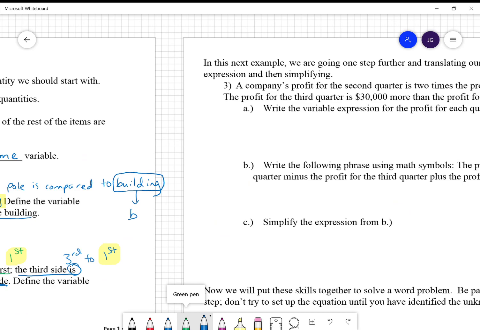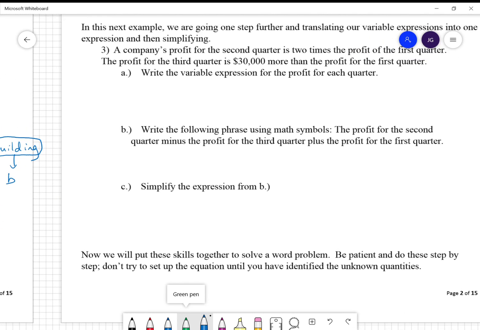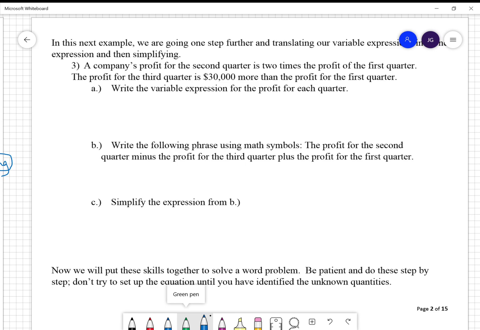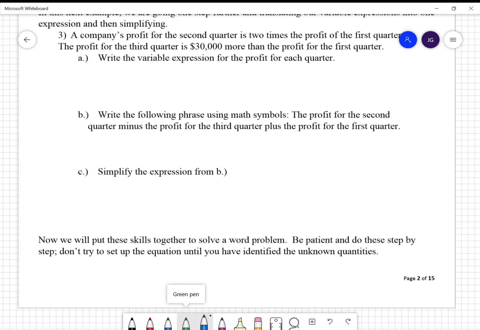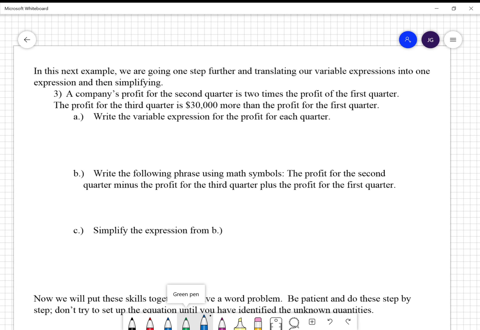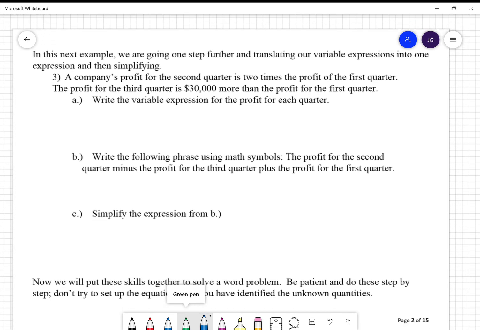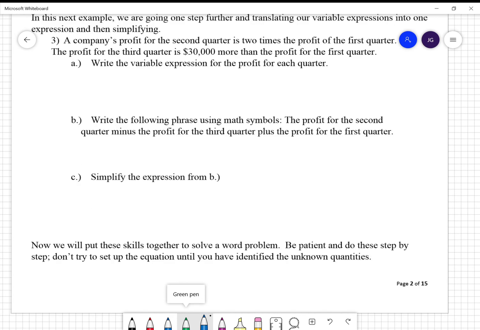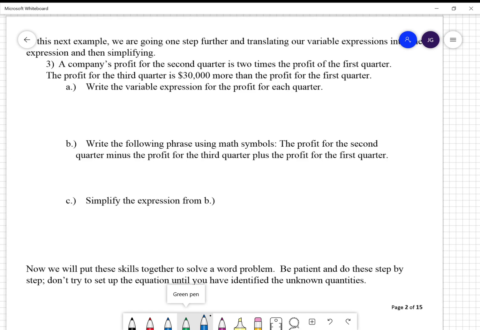Okay, next example. Okay, we're going to go one step further. We're going to translate our variable expressions into one expression and then simplify. A company's profit for the second quarter is 2 times the profit of the first quarter. The profit for the third quarter is 30,000 more than the first quarter.